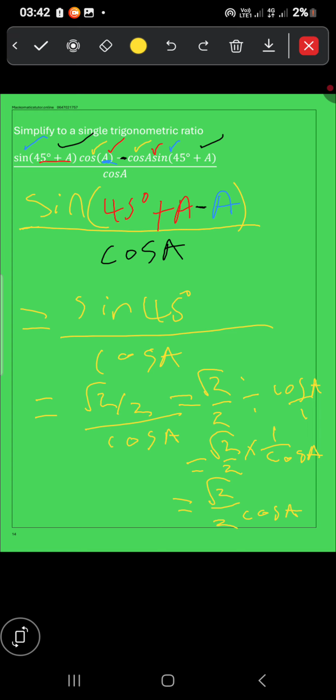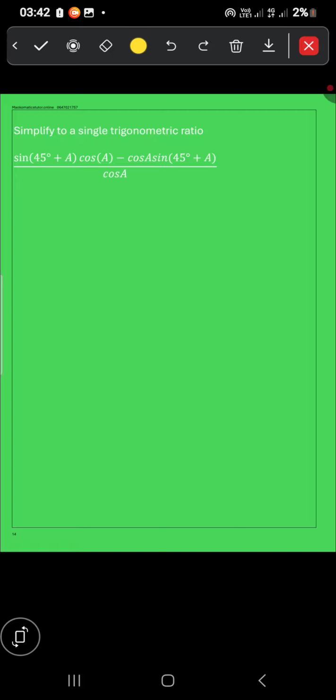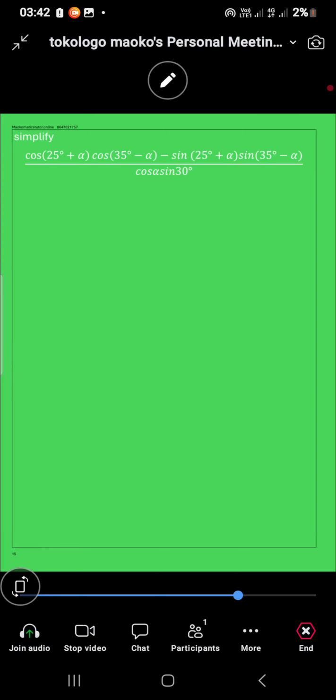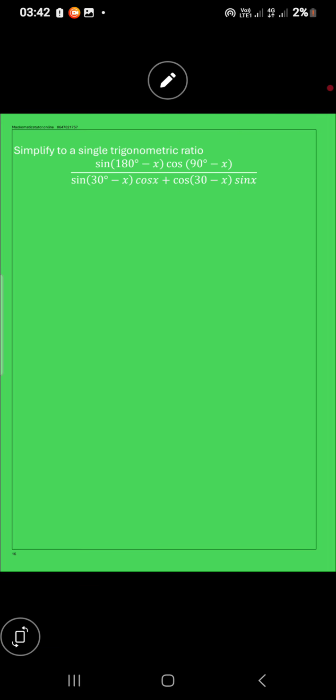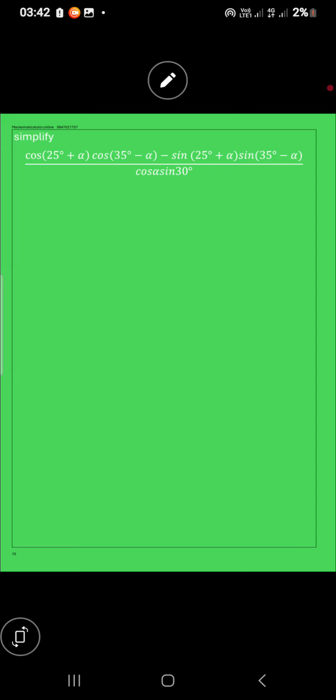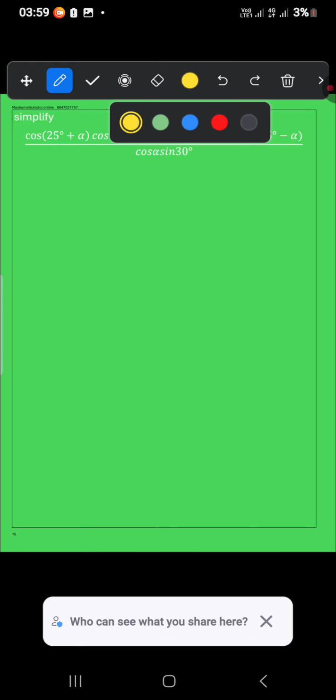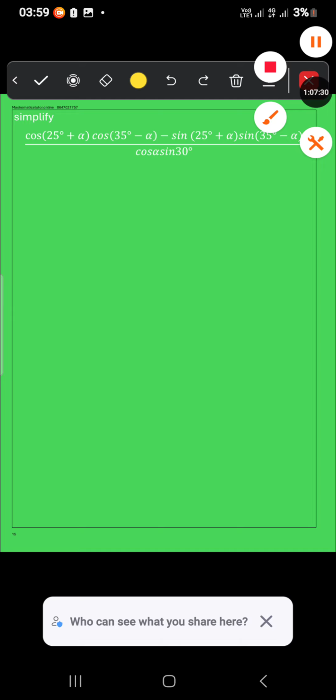Now let's do the last question. Right, now let's look at this one. This is simplify. I realized there's a pattern here. So this angle is repeating itself there. I realized that there's an angle that is repeating itself.